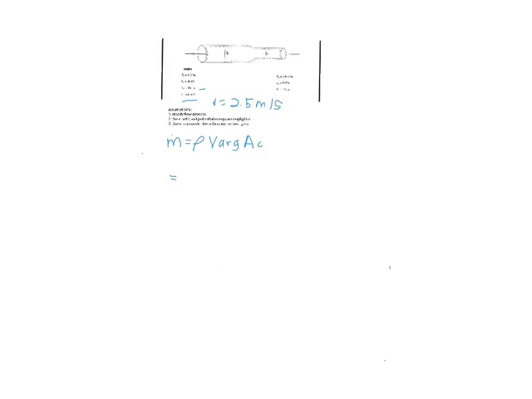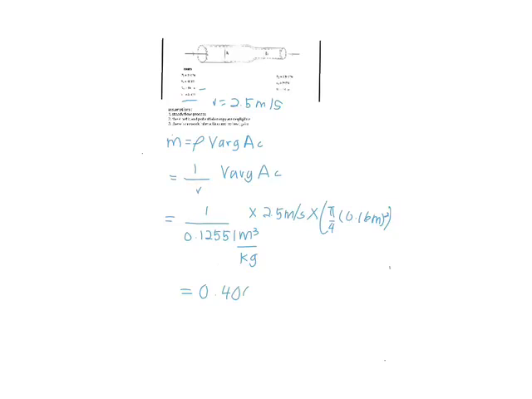At the inlet, velocity is equals to 2.5 meter per second and the diameter is equals to 0.16 meter. We will get the volumetric flow rate equals to 0.05 meter cube per second. For the specific volume of the steam at the inlet, we refer to table A6 and we will get that specific volume is equivalent to 0.12551 meter cube per kg. Next, substitute all of the values into the mass flow rate equation and we will get that mass flow rate is equals to 0.401 kilogram per second.